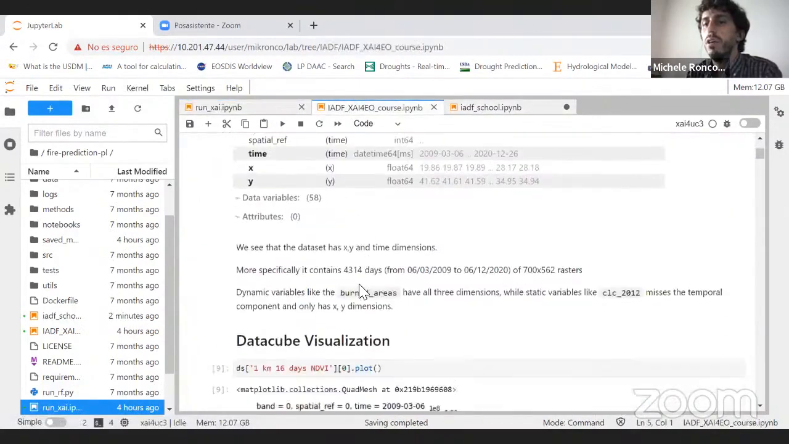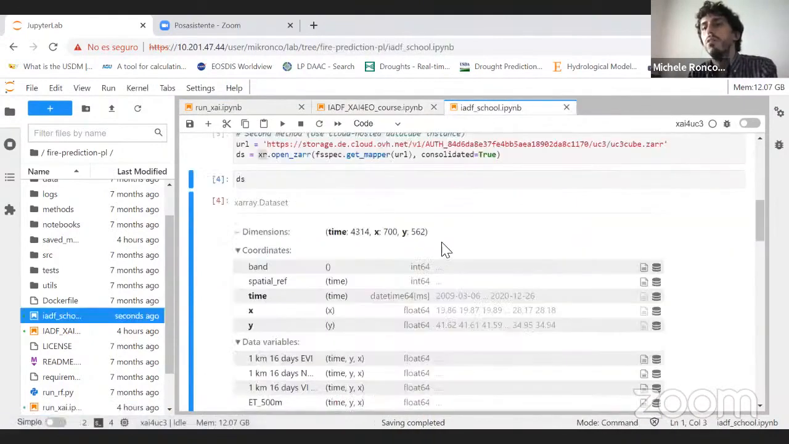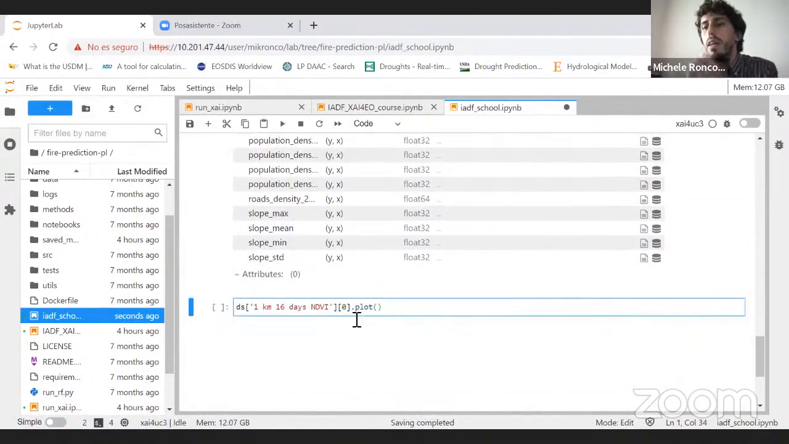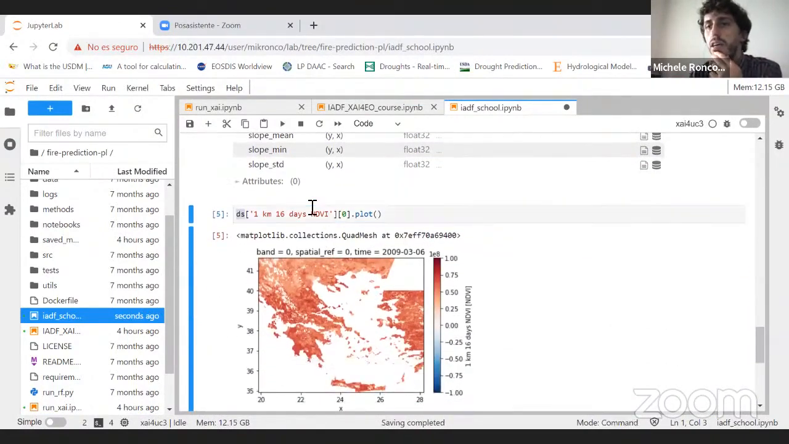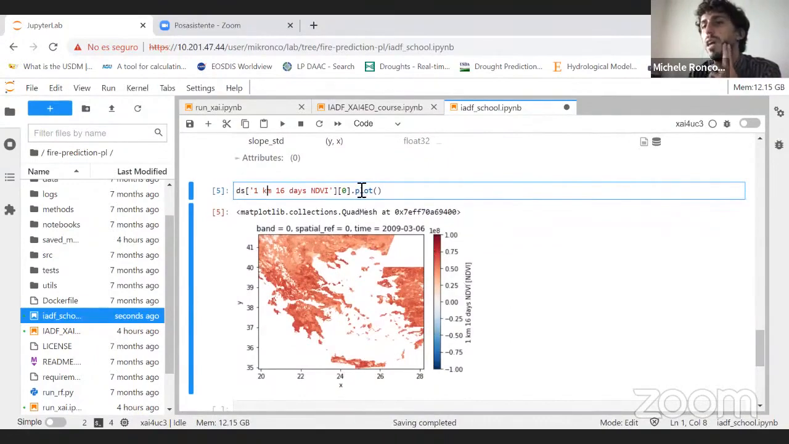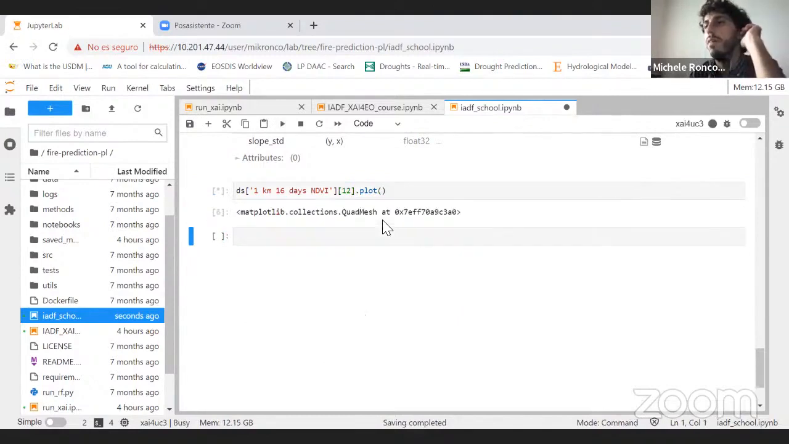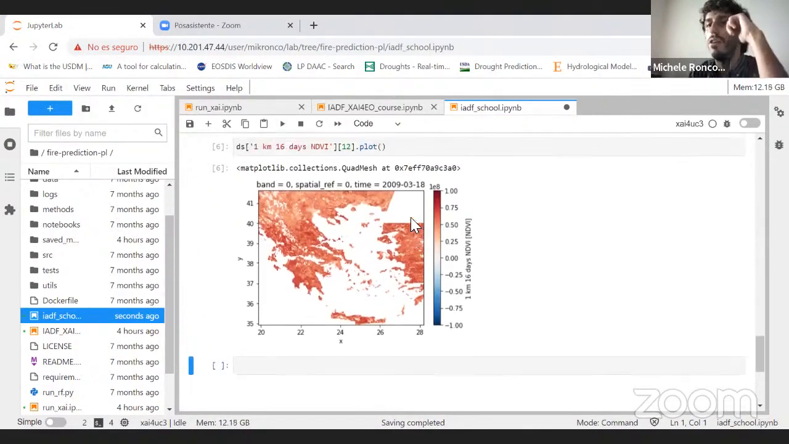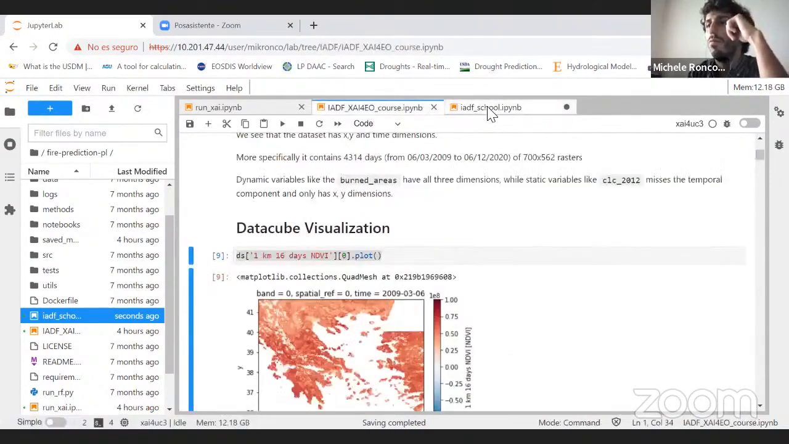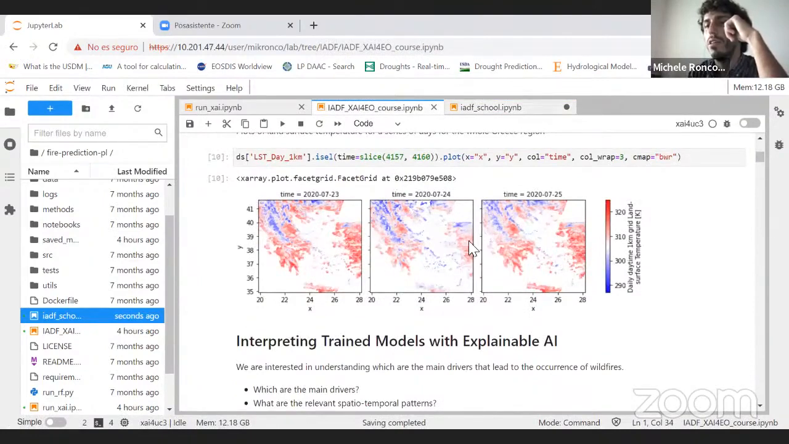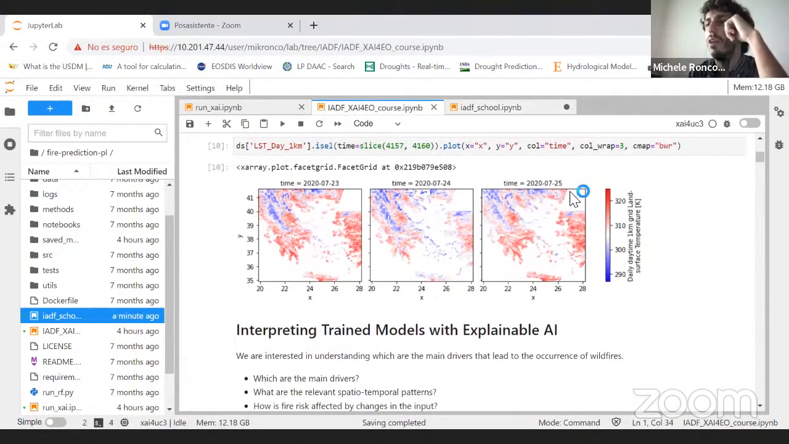And then what we can do is visualize some of the variables in the cube. For instance, we know that we have the NDVI. We can easily take the DS variable, the dataset, and visualize in a very easy way with a dot plot the map of the NDVI. This gives the time, so 2009, March 6. And of course we can change it, which would give us a different day of the NDVI map, the 18th of March, and so forth. So this is the kind of data over which the models have been trained. We can visualize a series of images, sequences, and so forth.